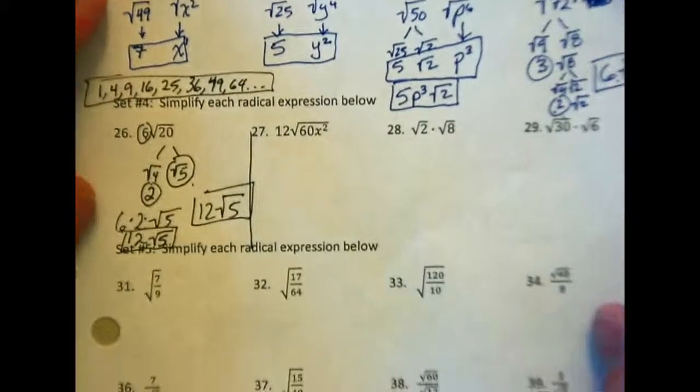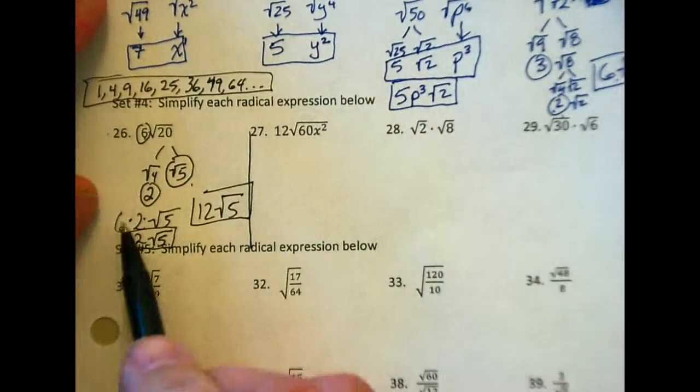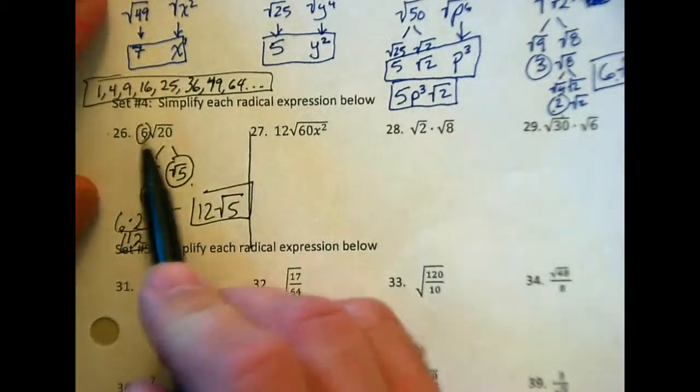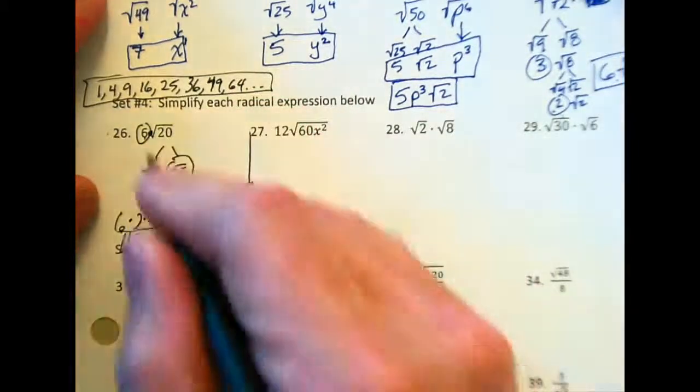Yes? Why don't you add 6 and 2? I multiply them, because I'm multiplying 6 by root 20. Therefore, it's 6 times 2.